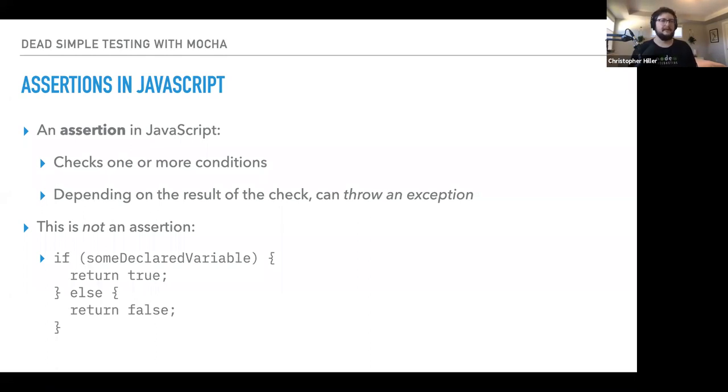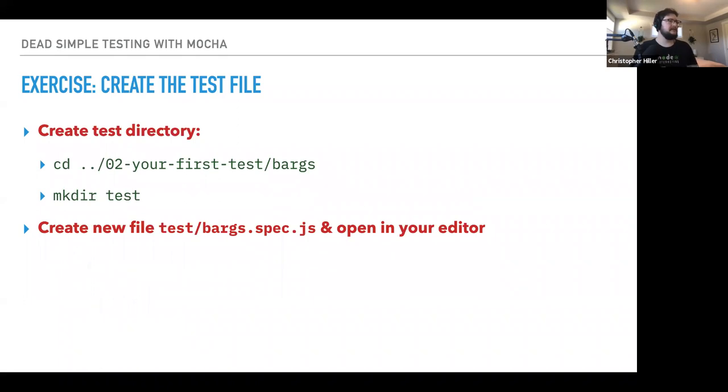So we want to navigate into this other lesson directory, or exercise directory, whatever it's called. We want to go back up to the root of dead simple testing with Mocha. We want to go into the 02 your first test directory. We want to go into the bargs directory in there. Then I want you to make a test directory. One may already exist. If it doesn't exist, go ahead and create that. That might want to be mkdir -p.